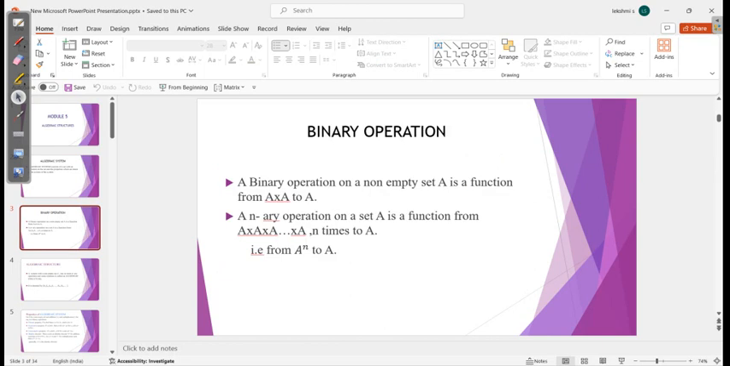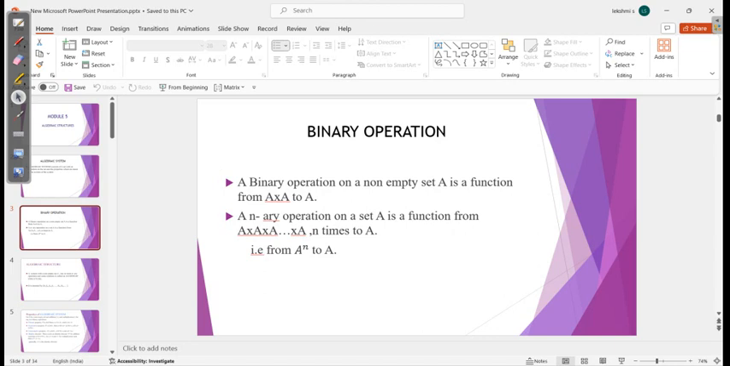What is meant by binary operation? So a binary operation on a non-empty set A is a function from A cross A to A. Ordered pair, A cross A to A. That is, if we assign a relation from the set A to itself, we get the ordered pair (a, b), and if (a, b) goes to c, that c also belongs to the same A.